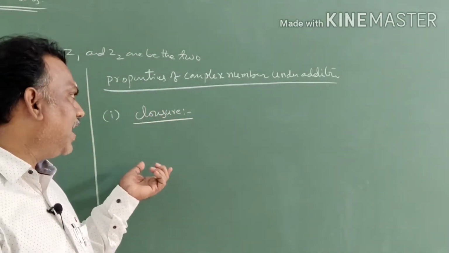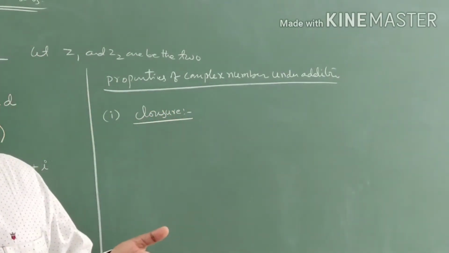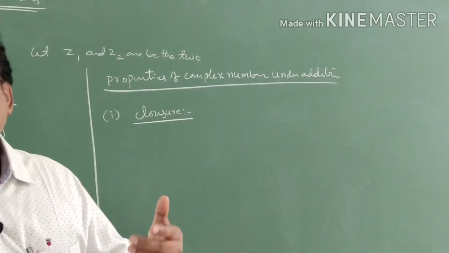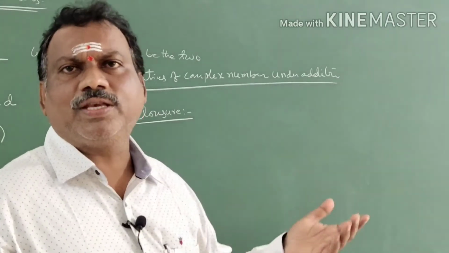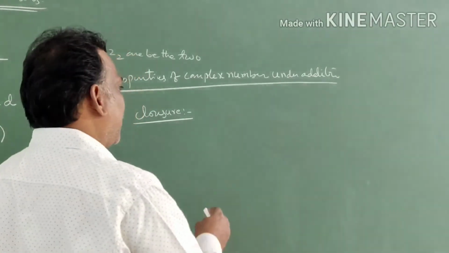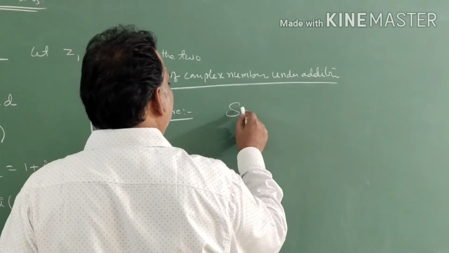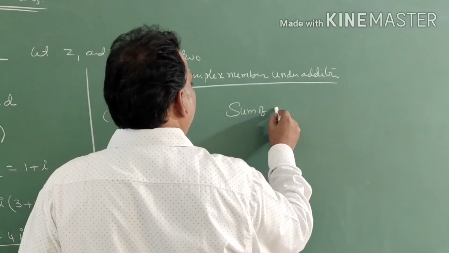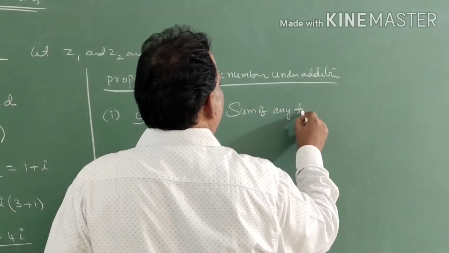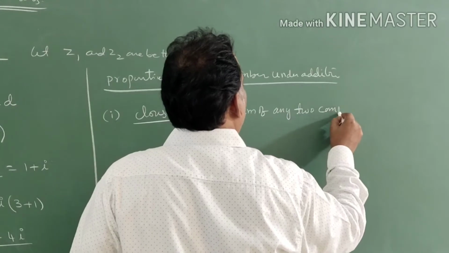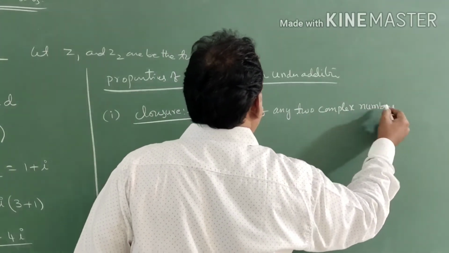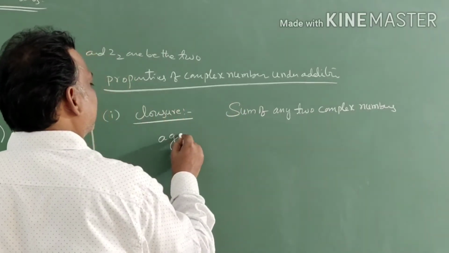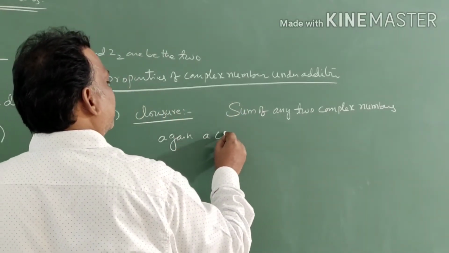So you can see that the sum of two complex numbers is always a complex number, hence the sum of complex numbers satisfies the closure property. Right, we are going to write: the sum of any two complex numbers is again a complex number.